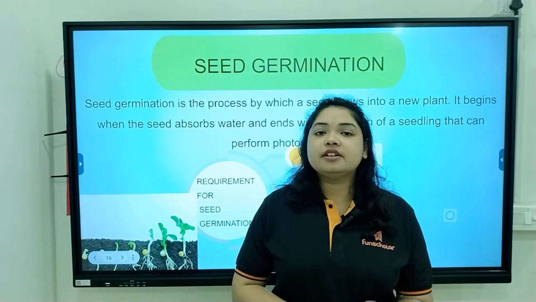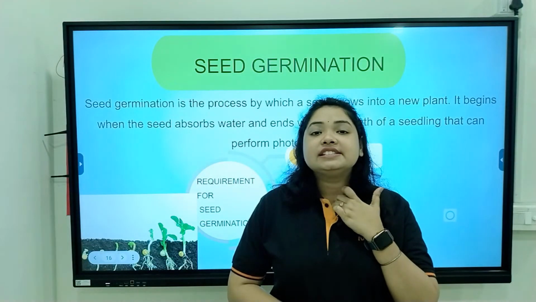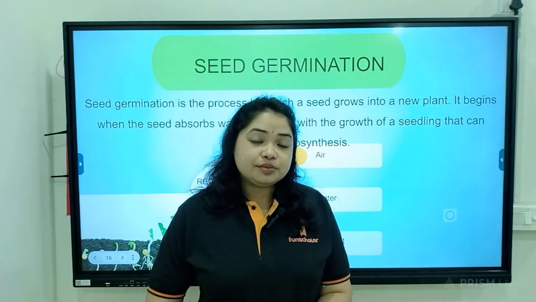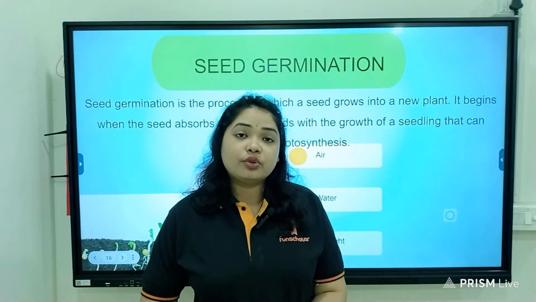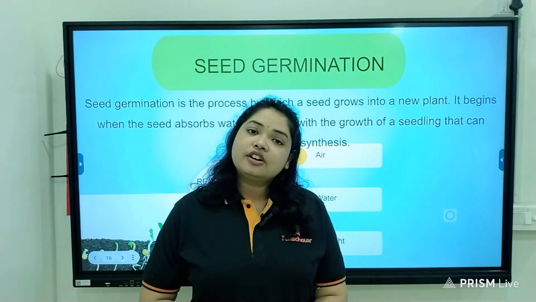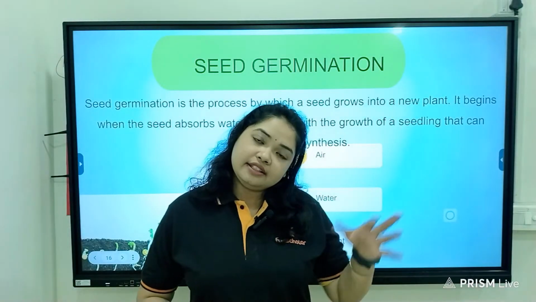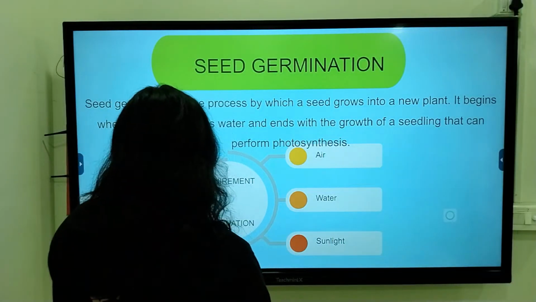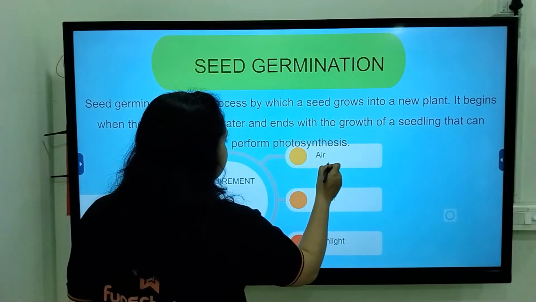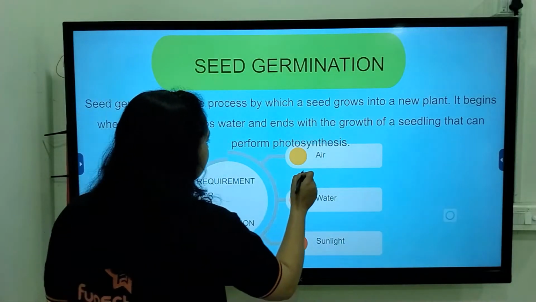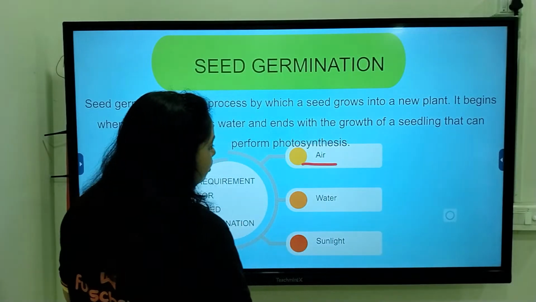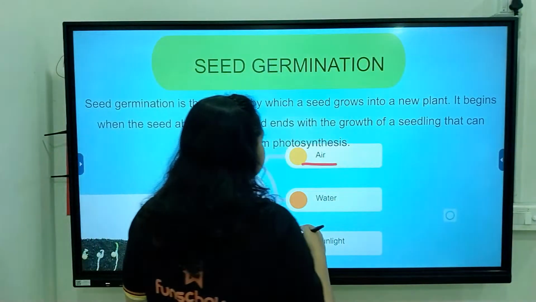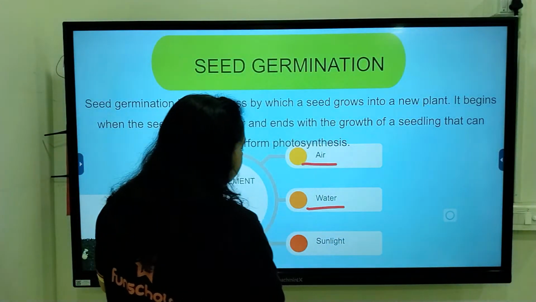Right? So seed germination is the process in which the embryo inside the seed becomes active by getting all these prerequisites, and then it will start growing into a seedling, then into a sapling, and then an adult plant body. So what are the requirements for seed germination? The requirements are given here. First, air. From the air it will get oxygen to respire, because it is a living creature. Then water will be needed, and sunlight.